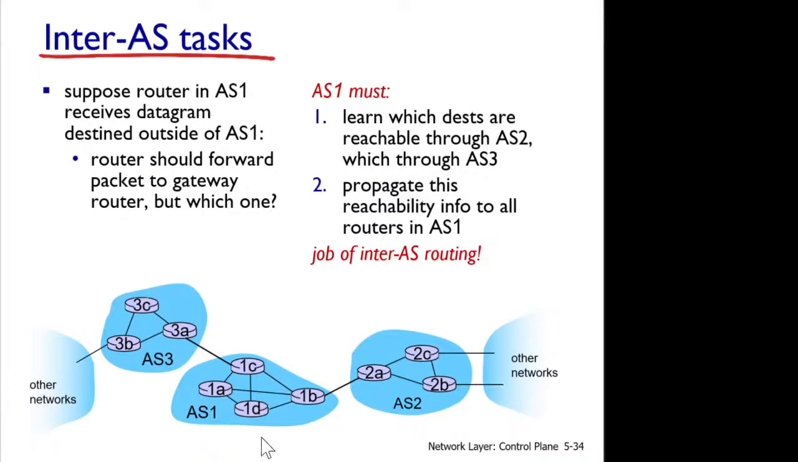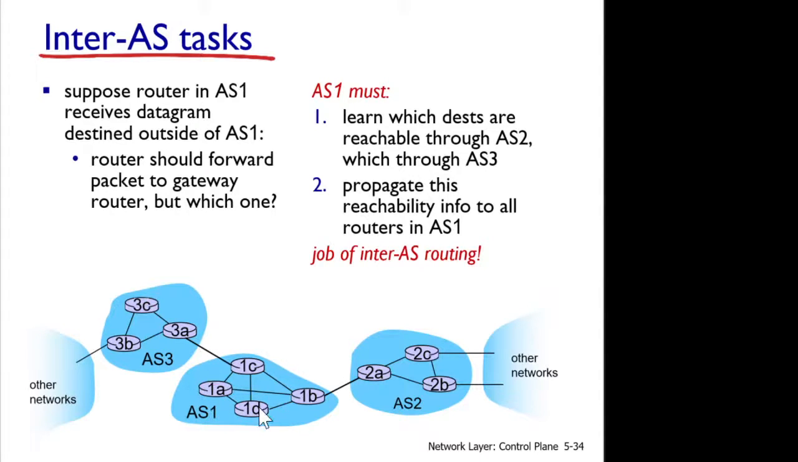Okay, so let's go through some quick examples here. Suppose a router in AS1 receives a datagram. AS1 is down here, the bottom one. Suppose a router in AS1 receives a datagram from outside of AS1. The router should forward the packet to the gateway router, but which one?